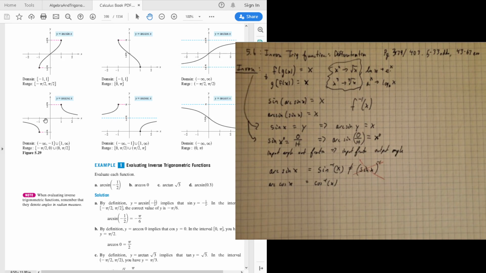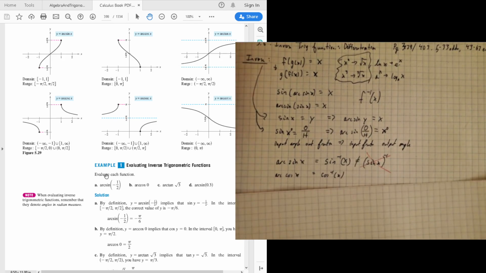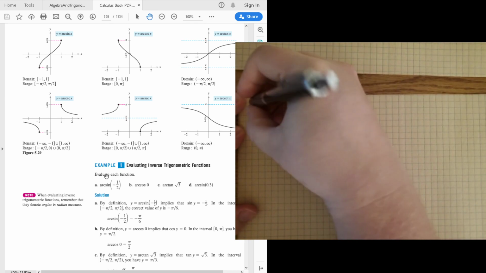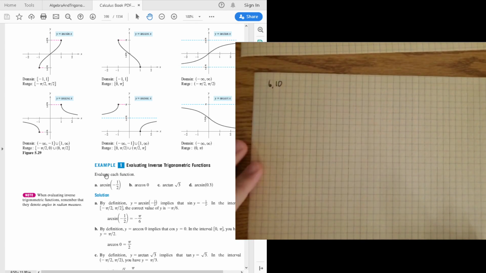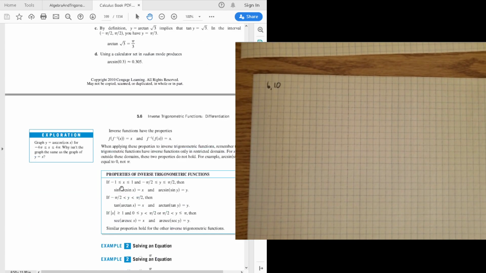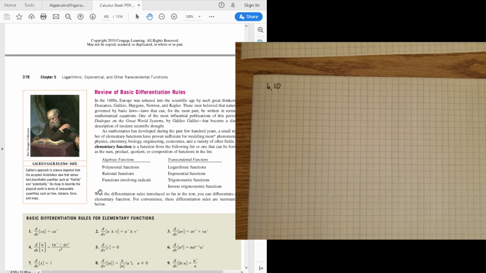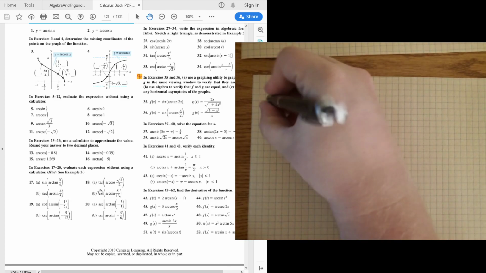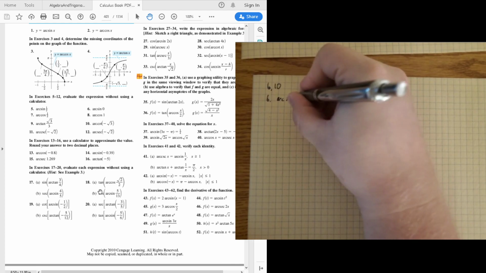To evaluate these, I'm actually going to go to some examples from the text. So let's go ahead and look at some homework problems. So how do we evaluate? I'm going to start by looking at numbers 6 and 10. Okay, let's go to homework. The function asks for number 6, what is the arc sine of 0?